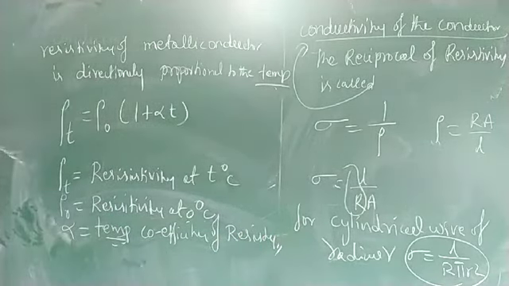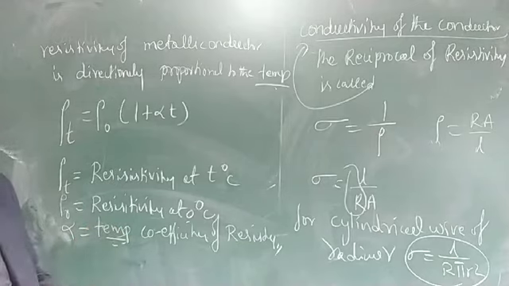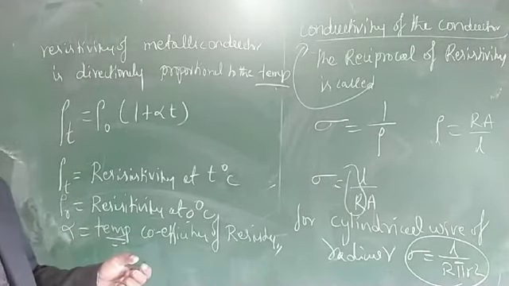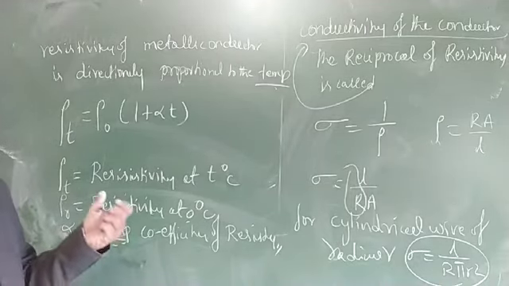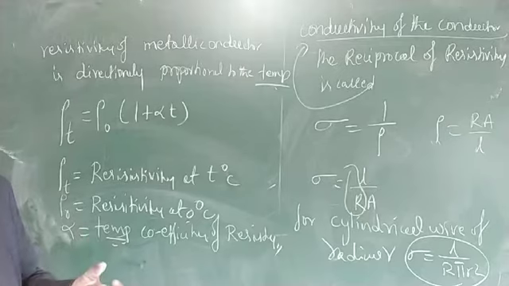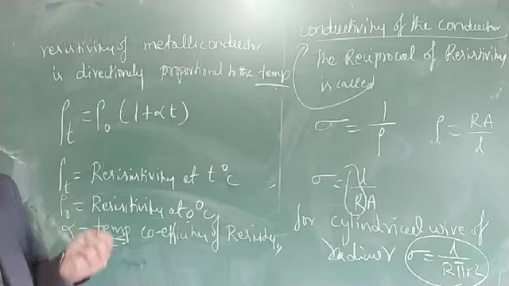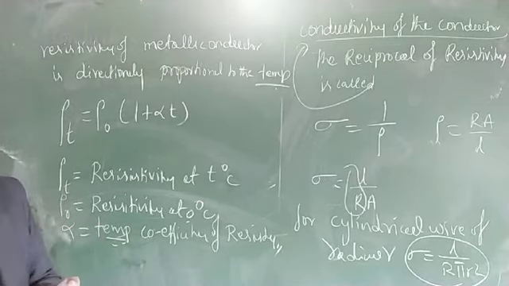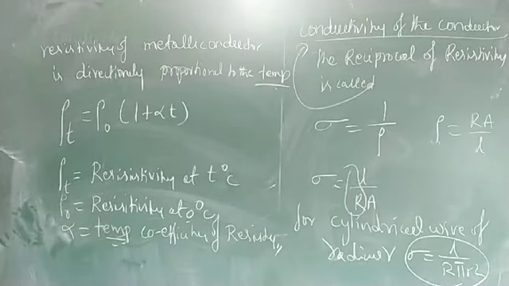Manganese and constantan are used for making resistances because they have a low value of temperature coefficient. The temperature coefficient of resistivity is very low in manganese and constantan. Therefore, these two materials are used for making resistances. Why? Because they have very low temperature coefficient of resistivity.